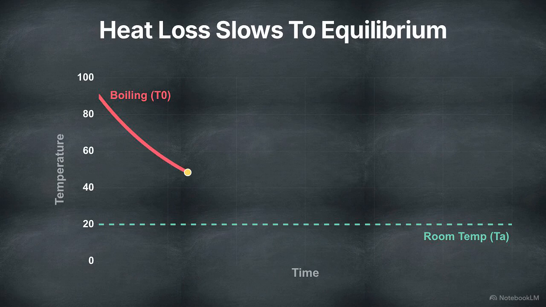As the coffee loses heat, that cooling process becomes less intense. Because the coffee is closer to the temperature of the room, the rate of heat loss slows down. Eventually, the cooling process decelerates to a crawl. The temperature line flattens out as the coffee finally reaches the same temperature as the environment.